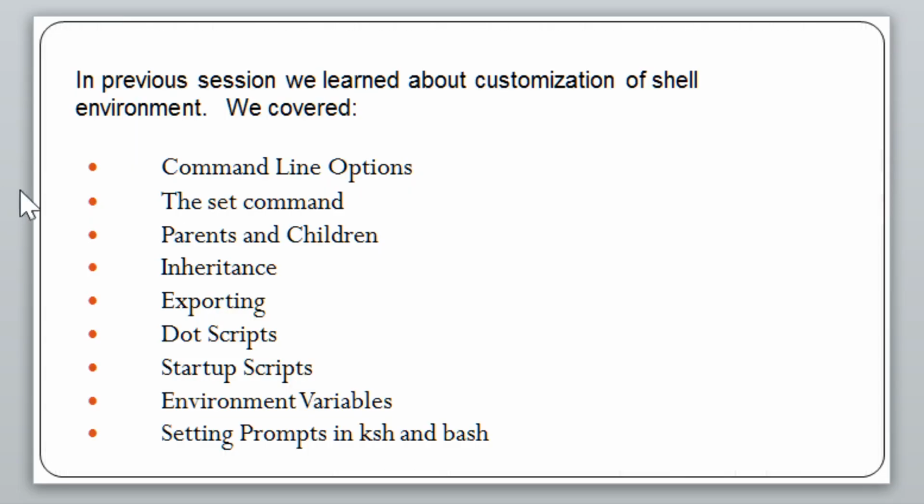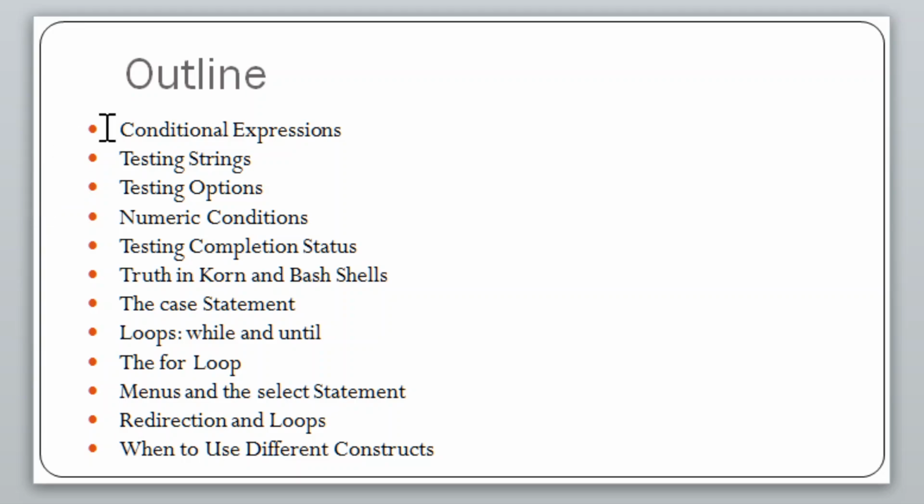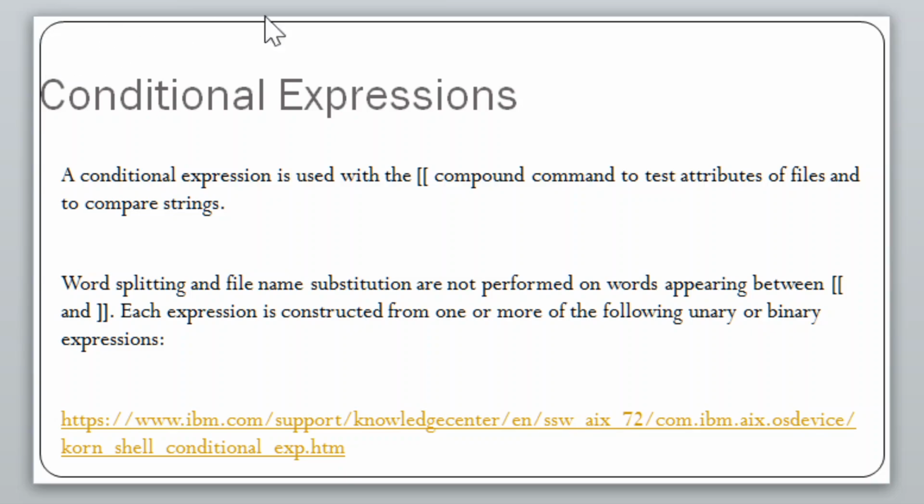So, in the previous session, we covered command line options, the set command, parents and children, inheritance, exporting, dot scripts, startup scripts, environment variables, setting prompts in K shell and bash shell. Today, we're going to be going over conditional expressions, testing strings, testing options, numeric conditions, testing completion status, truth and corn in bash shell, the case statement, loops, while and until, the for loop, menus in the select statement, redirection in loops, and when to use different constructs. Let's go ahead and start with conditional expressions.